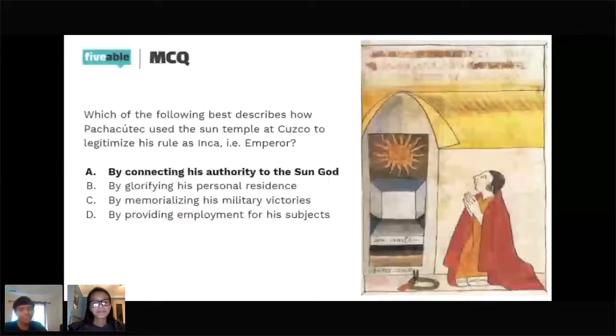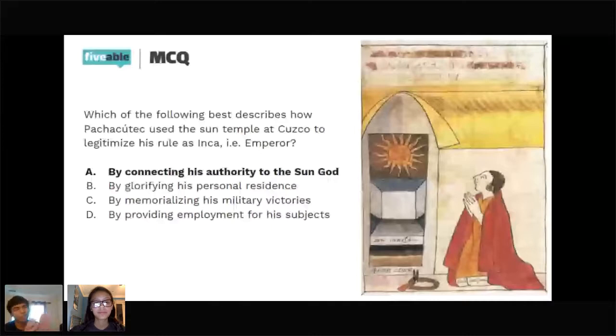So going back here, you can do process elimination, or if it stands out already, you see his sun here and think, he's connected to his sun god. But to be safe I would usually do process elimination. You can kick out B: he's not glorifying his personal residence. It doesn't look like a mansion or like the architecture we saw earlier. He's not focusing on that. He's actually revering his god.